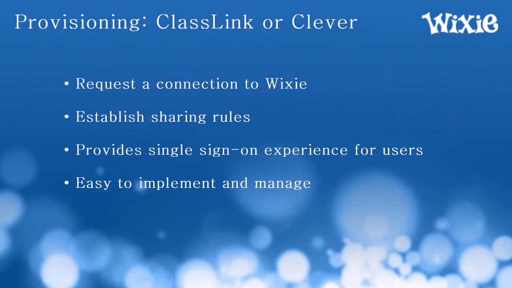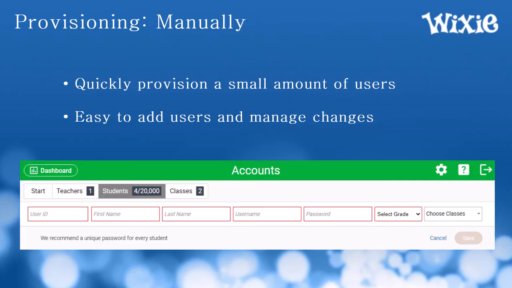Many districts use Classlink or Clever to provision and authenticate users. If you have a district-level Wixie account, request a connection to Wixie via your Classlink or Clever administrator dashboard. Establish the appropriate sharing rules, and the data will sync with Wixie accordingly. Managing accounts manually is the easiest solution if you have a small number of Wixie subscriptions. You can add and edit users and classes directly via the Wixie Administrator dashboard.